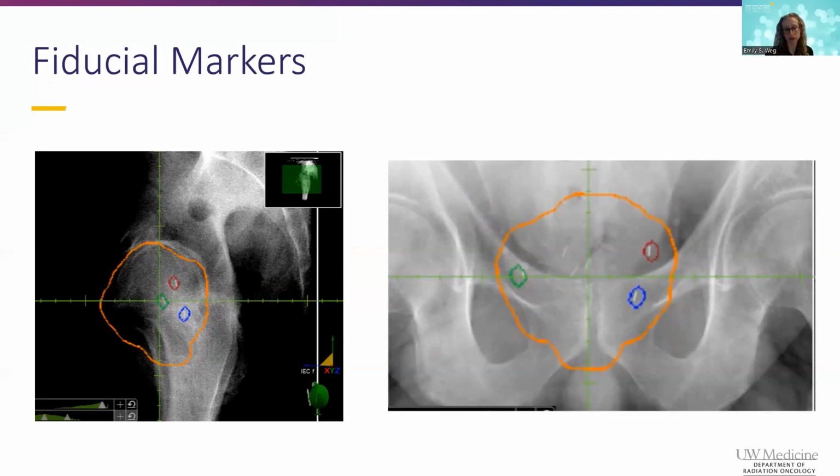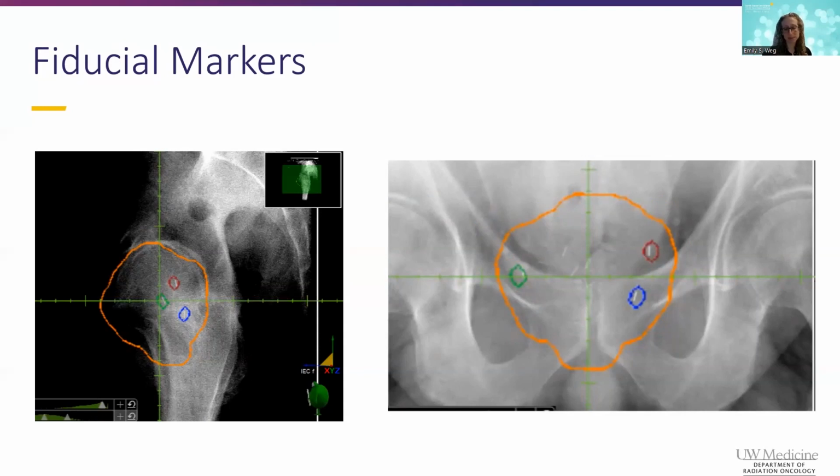So when a patient comes for treatment every single day, we take a picture of the patient in the treatment position, and we look for these 3 markers. And we make sure that within millimeter, they're exactly where we want them to be. And that is our final check that everything is set up perfectly before we start the treatment.